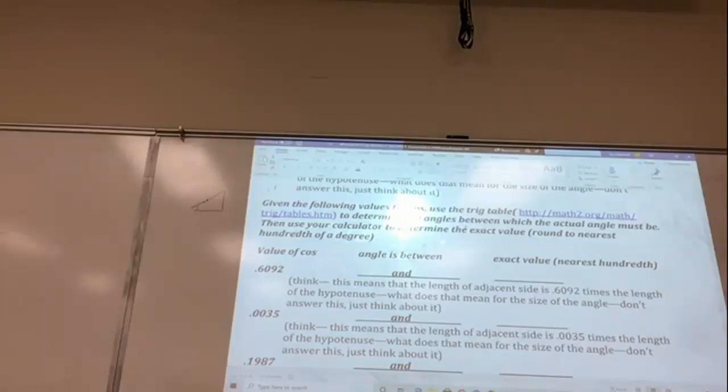For this value here, I want to look and find out what the value of sine is. I've asked you to look, so find the value. Sine's right here, and this value 0.0035. What two numbers is it between? It's actually between 0 and 0.0175. Do you agree? Okay, so that number is between these two numbers. So the degrees are going to be between 0 and 1.